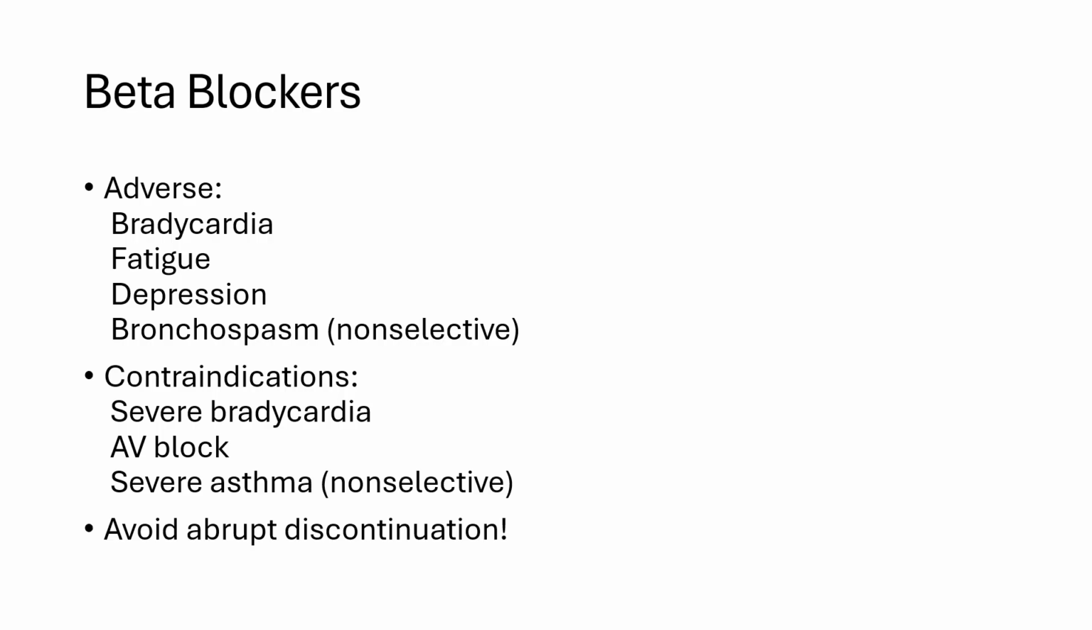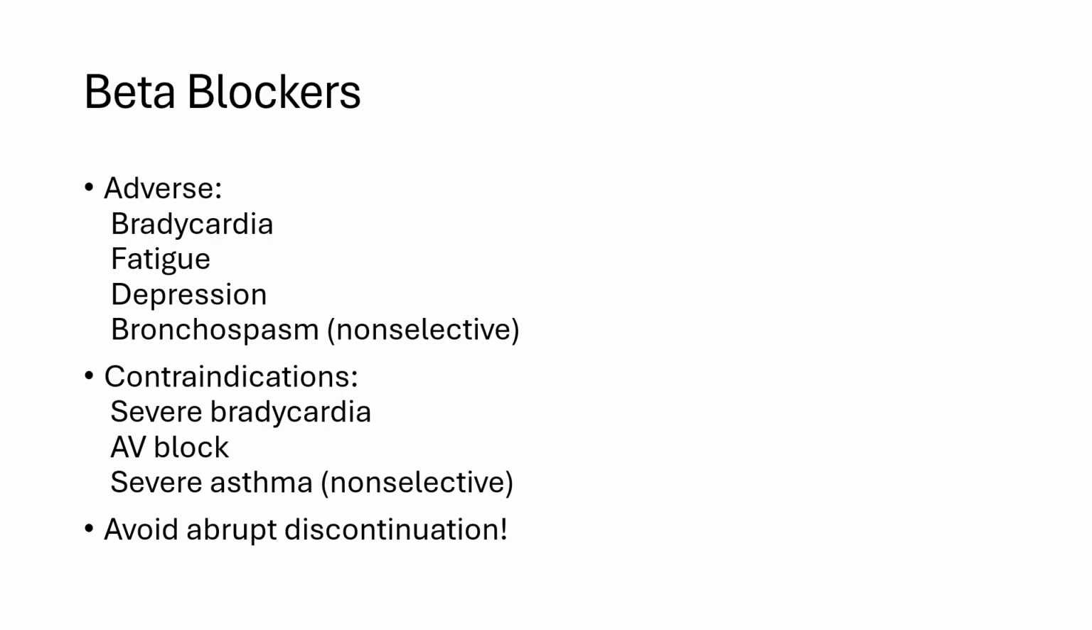The adverse effects of beta blockers are predictable, again, based on their mechanism. So bradycardia occurs because beta-1 blockade slows the SA and AV nodes. Fatigue is common and often related to reduced cardiac output and sympathetic tone. Depression has been reported and may be related to the central nervous system penetration of certain agents. Bronchospasm is particularly important with non-selective beta blockers that block beta-2 receptors. Since we know that beta-2 receptors mediate bronchodilation, blocking them can precipitate bronchospasm in patients with asthma or reactive airway disease.